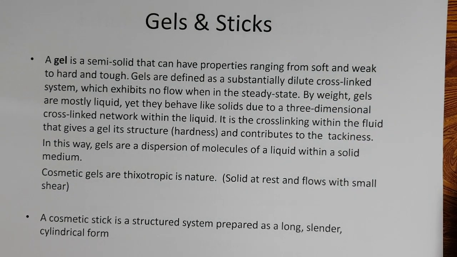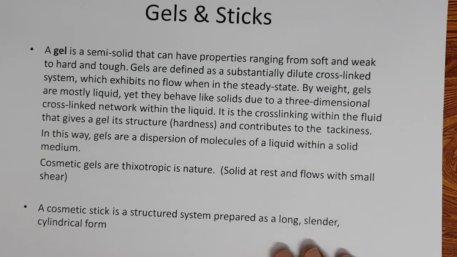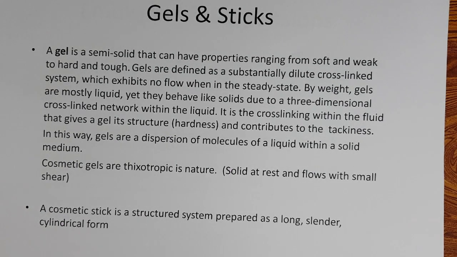A cosmetic stick is a structured system prepared as a long, slender, cylindrical form. Lot of examples, for example lipsticks. Lip balms can come in stick form. Deodorant sticks. Right? So a cosmetic stick is a structured system prepared as a long, slender, cylindrical form. So that is a stick.